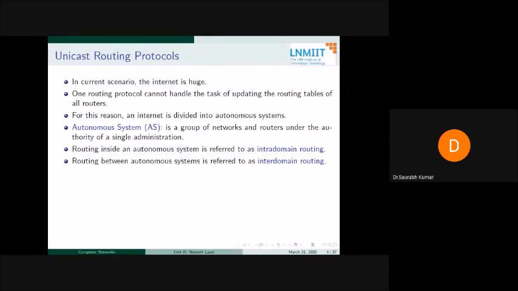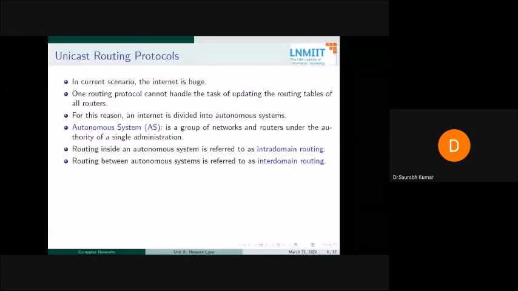Before discussing unicast routing protocols in detail, we have to first understand the concept of autonomous system. What we do is we divide this big internet into small autonomous systems. What are those autonomous systems? They are a group of networks and routers under the authority of a single administration. What does it mean? We have different autonomous systems, and in those autonomous systems there are different networks, different routers, different hosts, and they will be taken care of by a single administrator.